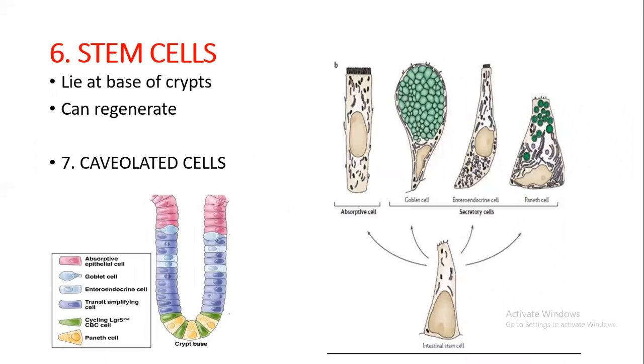Stem cells are present at the base of the crypts along with the Paneth cell. They help in the cycling and regeneration of the cells. Whenever there is a need for generation of these cells, they are going to divide, and they can differentiate into either absorptive cells or enterocytes, goblet cells, enteroendocrine cells, or the Paneth cell.